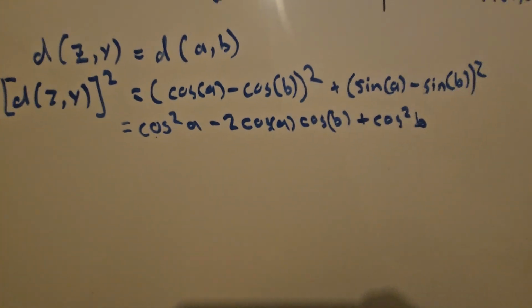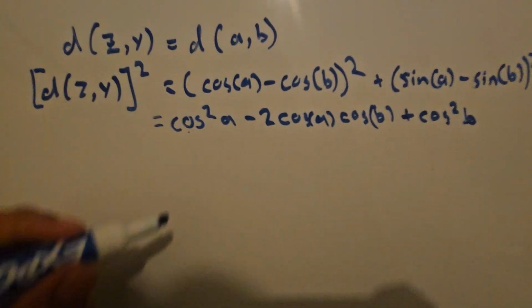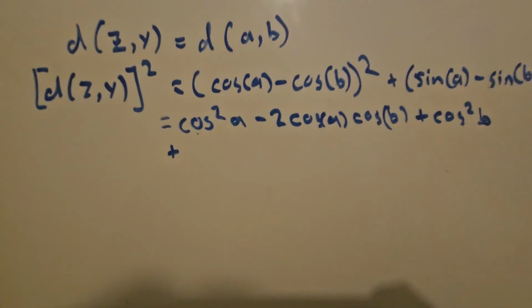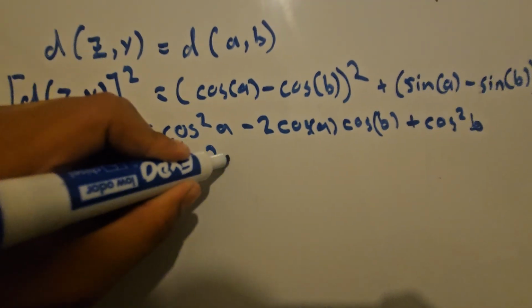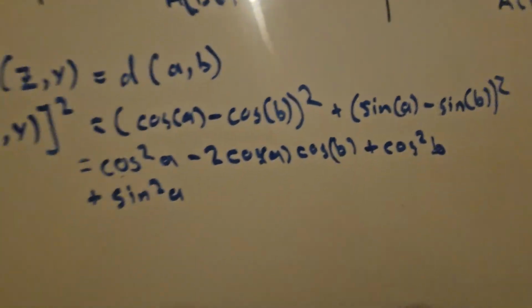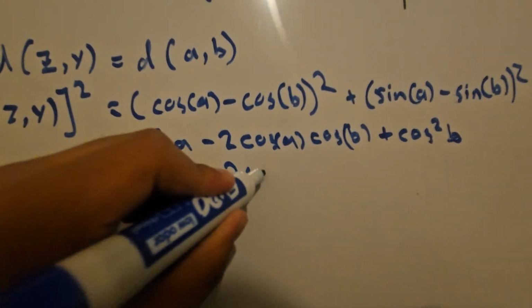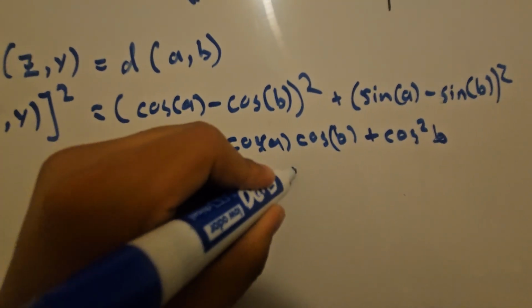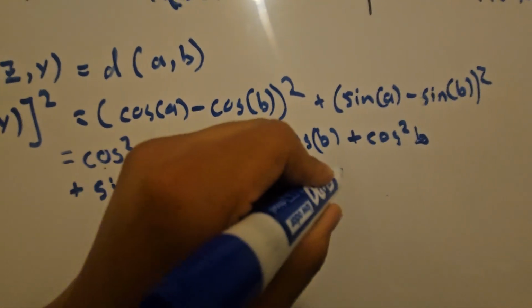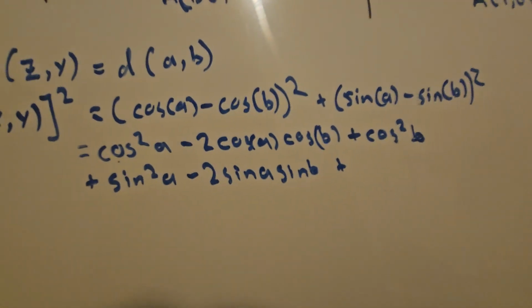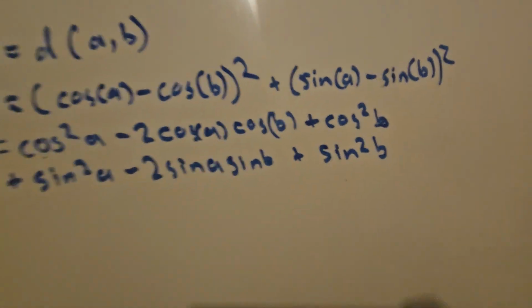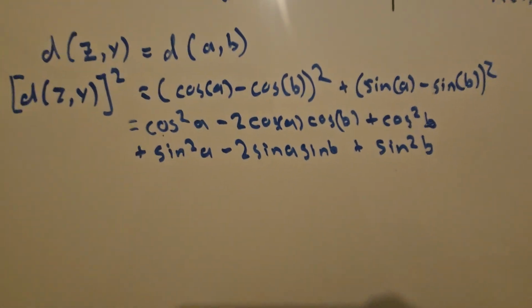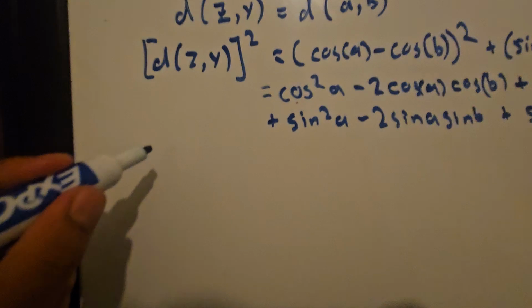And let's go ahead and do this one. So this will actually be sine squared A minus 2 sine A sine B plus sine squared B. Let's go ahead and combine this stuff.